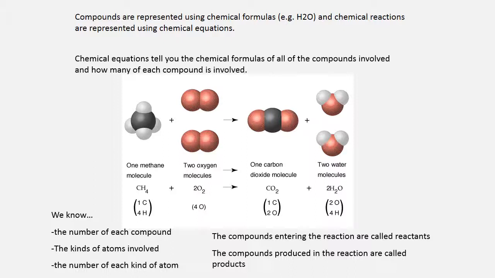By looking at a chemical equation, you get a lot of information about the reaction. You'll know how many of each compound is involved, the types of atoms involved, and how many of each atom is involved.